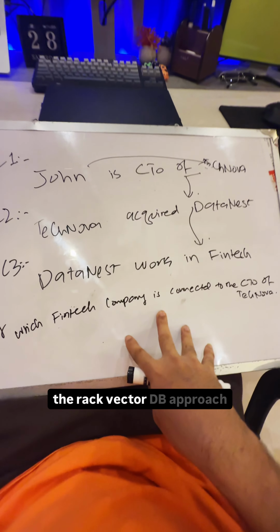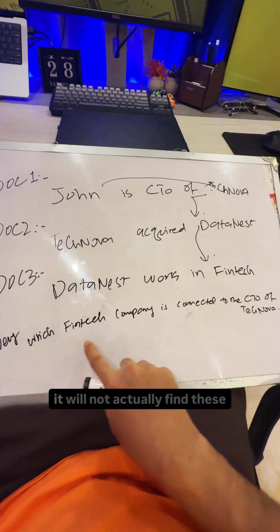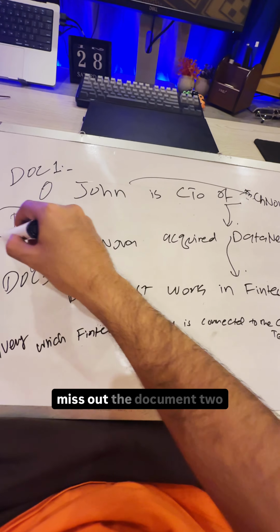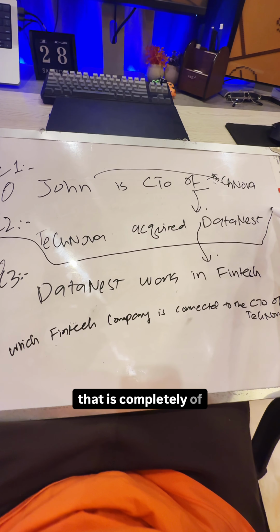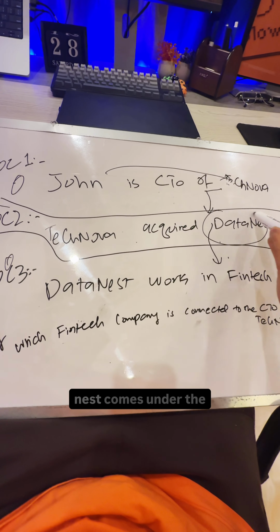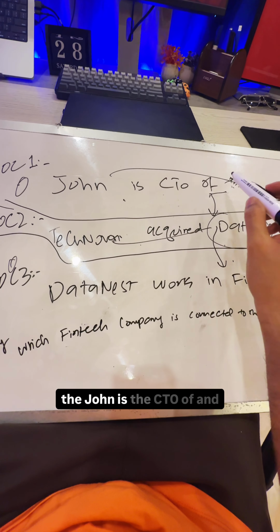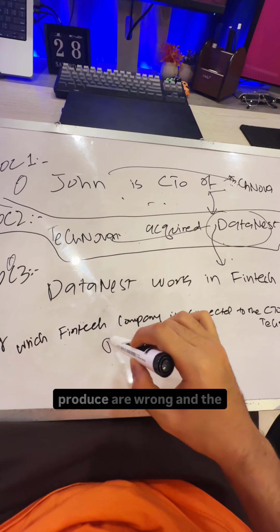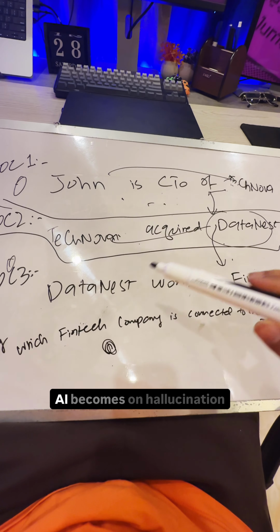In the RAG vector DB approach, it will not actually find this. It will get maybe document 1 and document 3, and it will miss document 2, which says Technova acquired DataNest. So it won't know that DataNest comes under Technova, and that's why the answer produced is wrong and the AI starts to hallucinate.